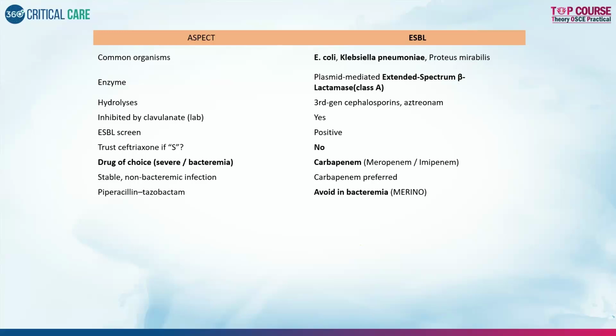The result: there was higher mortality with piptas. Piptas was terminated early because of the high mortality in the piptas group. But the result they wrote was that piptas was non-inferior to meropenem. That's what they wrote. So the understanding of this is actually that meropenem is the drug of choice for ESBL bacteremia.